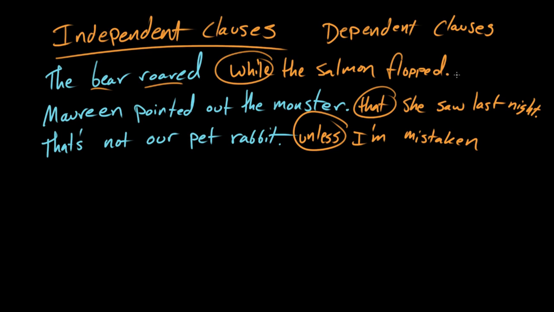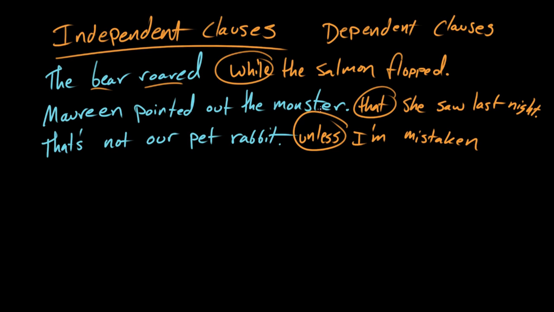If we did combine these, you would realize that "the salmon flopped" is just background information. But we need to know what else is going on for there to be a "while." So "the bear roared" is a perfectly sensible sentence on its own, and "while the salmon flopped" provides extra information. But if we just saw "while the salmon flopped" on its own, it would make less sense, because the presence of the word "while" indicates that something else is also going on. That's what makes it dependent. So we need to have "the bear roared."